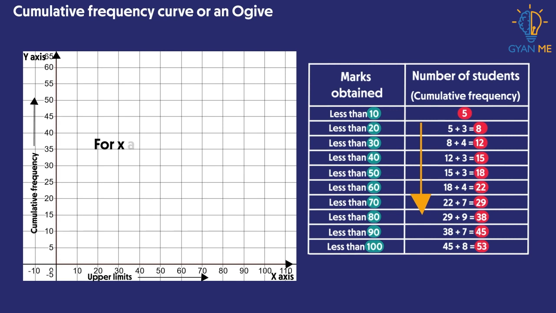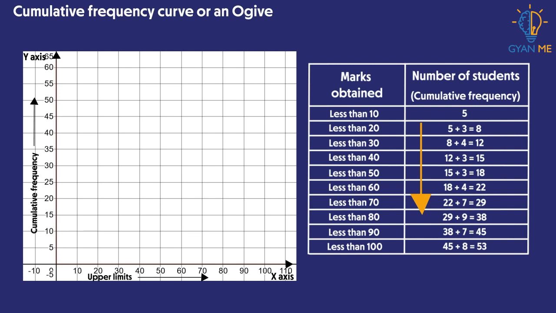For x-axis, scale can be 1 cm is equal to 10 units, since difference in upper limits of our class intervals is 10 units. While for y-axis, scale can be 1 cm is equal to 5 units, since our cumulative frequencies range from 5 to 53. Now students, the scale for x-axis and y-axis may vary with each of the examples that you are solving.